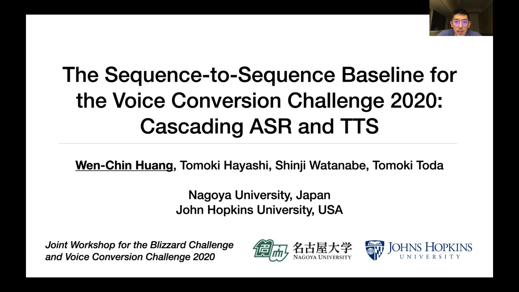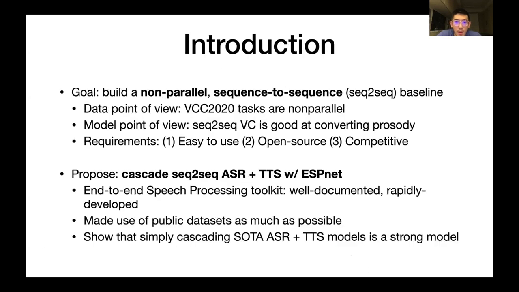Today, I'm going to introduce the sequence-to-sequence baseline for the VCC 2020. So we wanted to build a non-parallel system, which is sequence-to-sequence at the same time. First, from the data point of view, this year's challenge mainly includes non-parallel tasks. And from the model point of view, sequence-to-sequence VC models have shown to be very good at converting prosody. We also wanted the system to be easy to use, open source, and as competitive as possible.